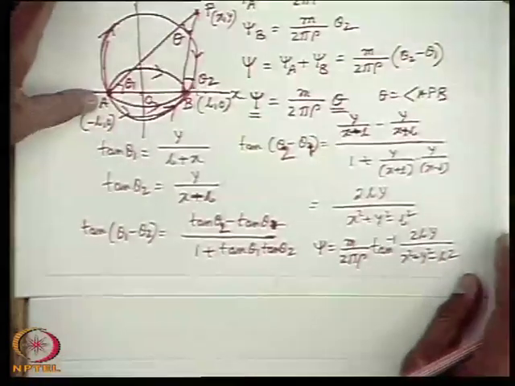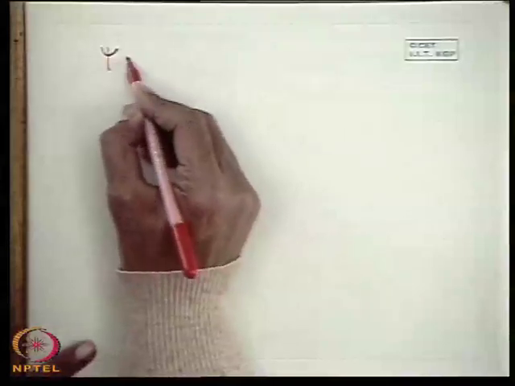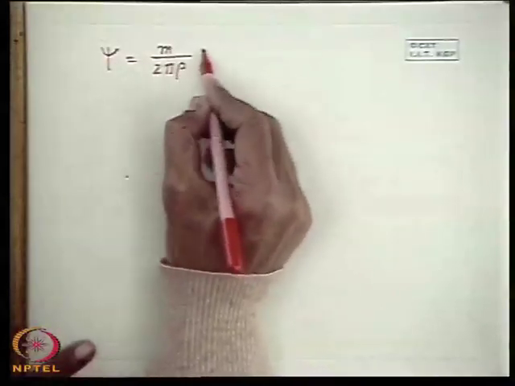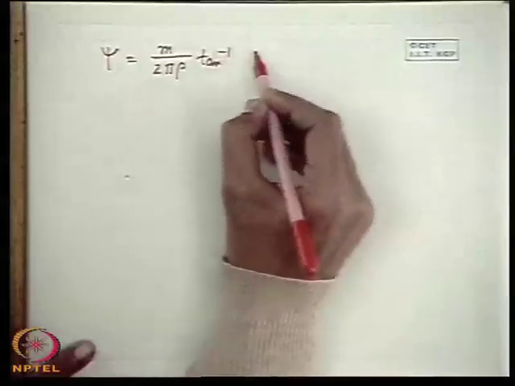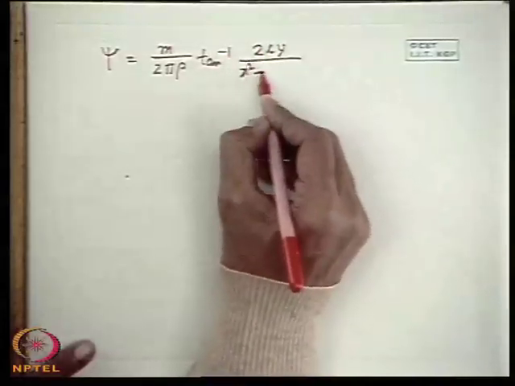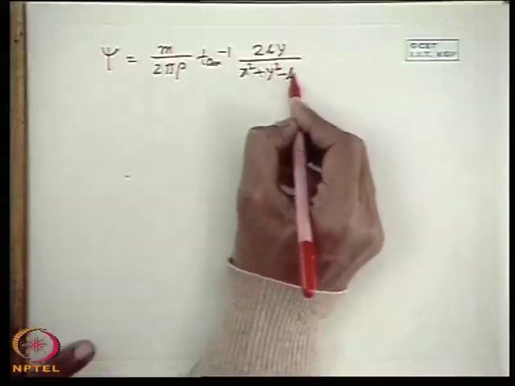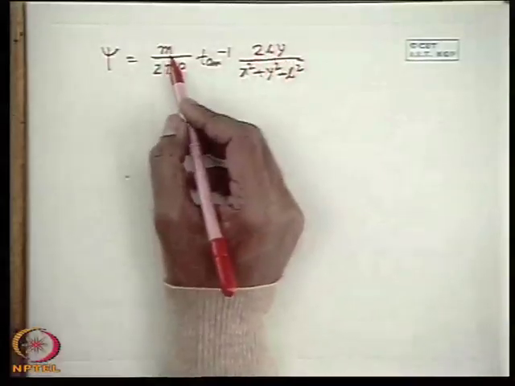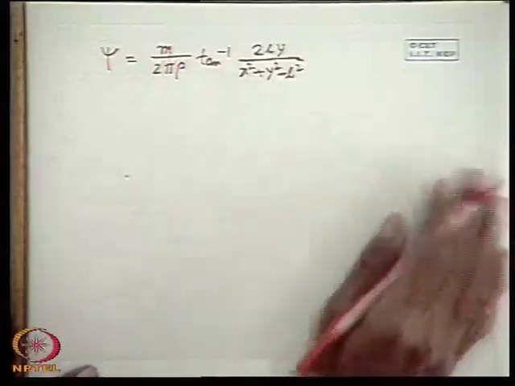So, therefore, in Cartesian coordinates we get the stream function psi is equal to m by 2 pi rho tan inverse, in terms of the Cartesian coordinates, 2by over x square plus y square minus b square, where 2b is the distance between the source and the sink, and m is the strength of both the source and the sink.